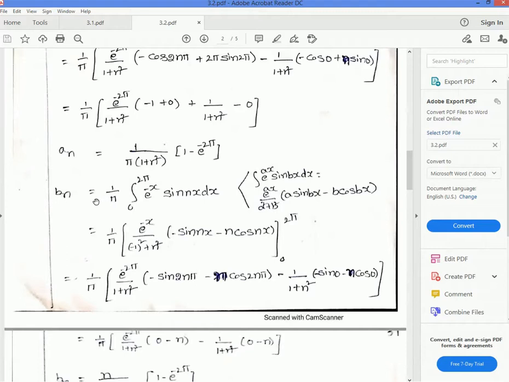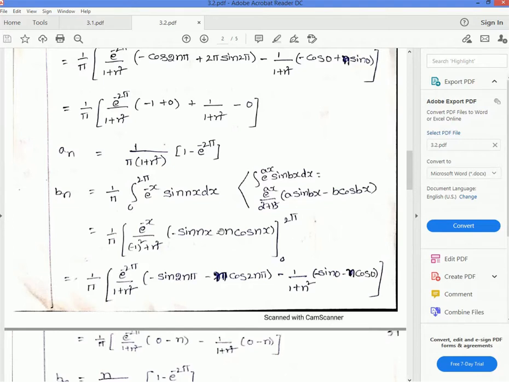Similarly, we have to find the bn value. What is the bn value? 1 by pi integral 0 to 2 pi f of x into sin n x dx. But what is the f of x value? E power minus x. So 1 by pi, now apply the formula for e power ax into sin bx dx. What is e power ax into sin bx dx? E power ax by a square plus b square, a sin bx minus b cos bx. Comparing these two integrals, a is minus 1 and b is n. E power minus x by minus 1 square plus n square, a sin bx, minus sin n x, b cos bx, minus n cos n x, limits 0 to 2 pi.